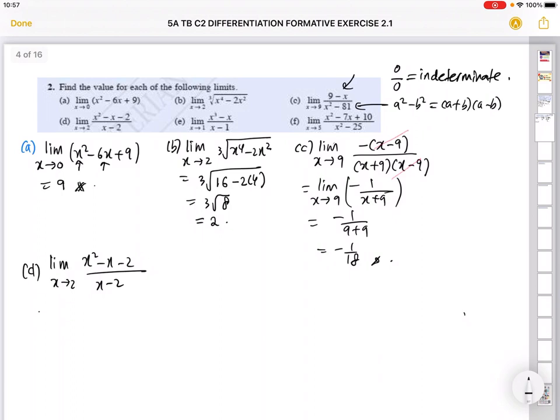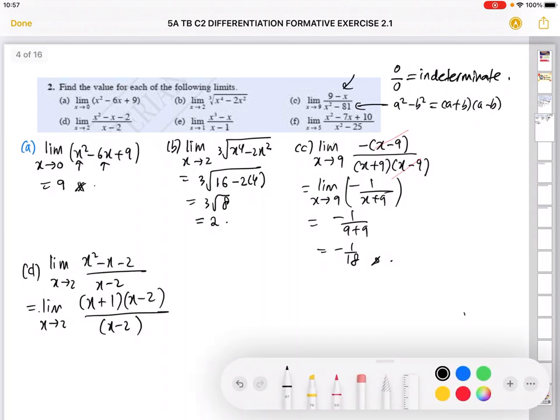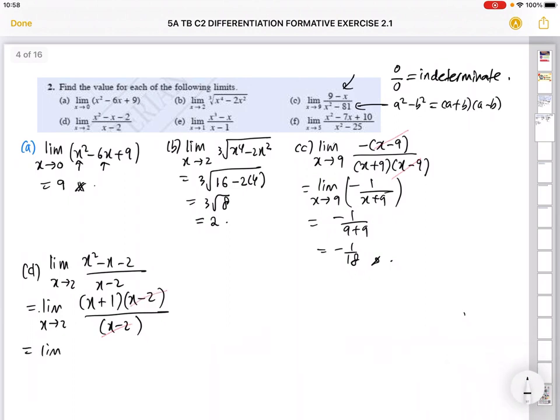In this case, what we have to do is to factorize the top only. Bottom don't have to factorize. Yeah? It's already a single linear expression. So I'm going to put 2 and 1, minus and plus, right? And from here I can cancel these two. I'm now left with the limit of x approaching 2 of x plus 1. So if I put 2 inside, 2 plus 1, the answer is just 3.